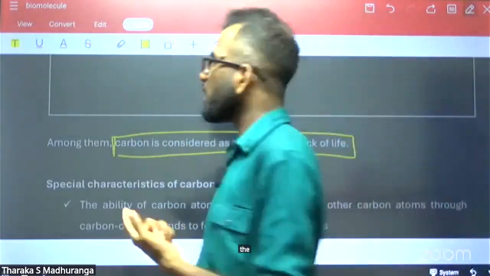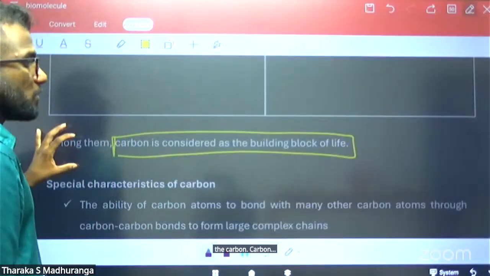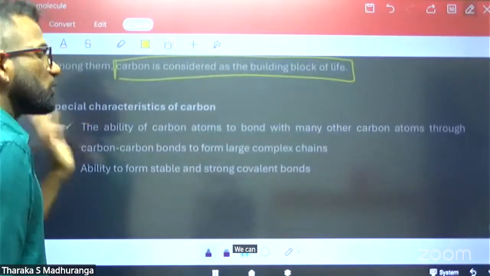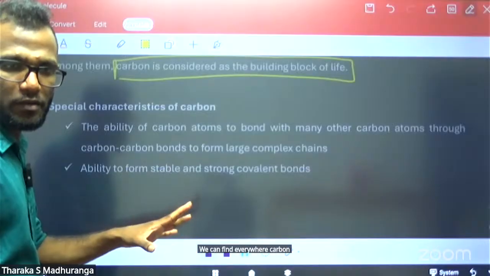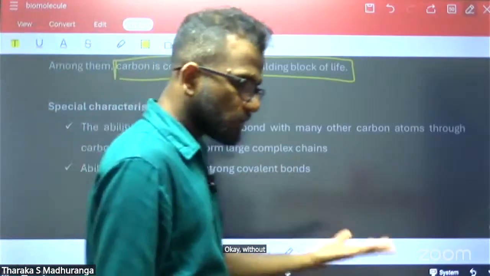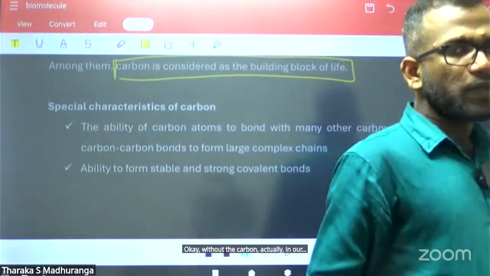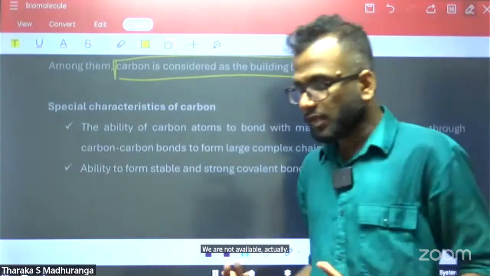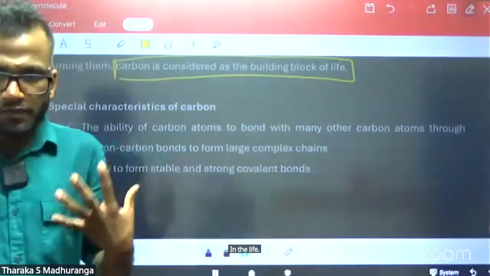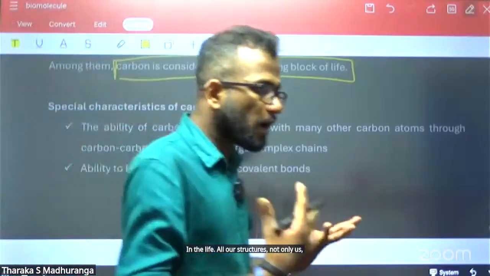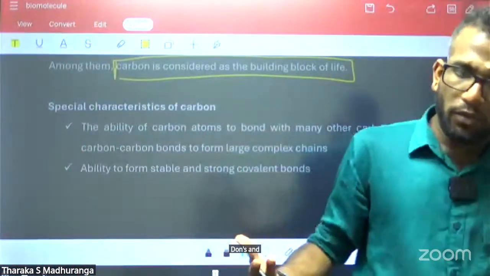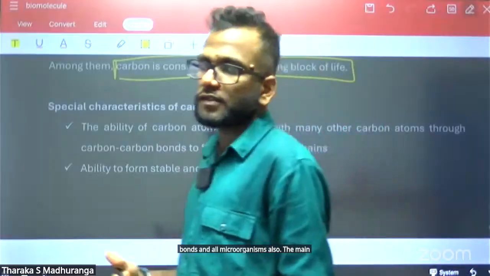We can find carbon everywhere. That's the meaning. Without carbon, we would not be available in life. All our structures, not only ours but plants and all microorganisms too, have carbon as the main compound.